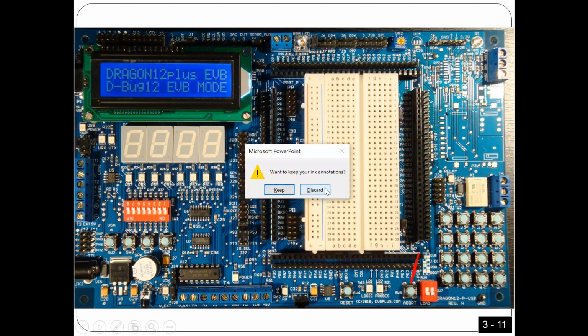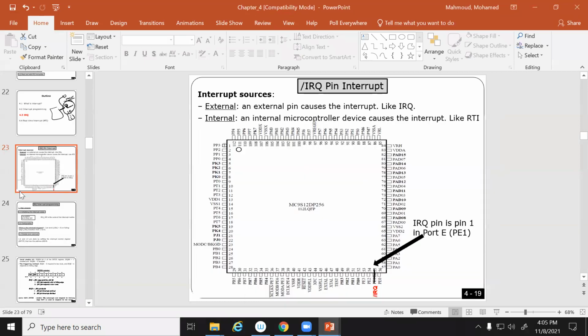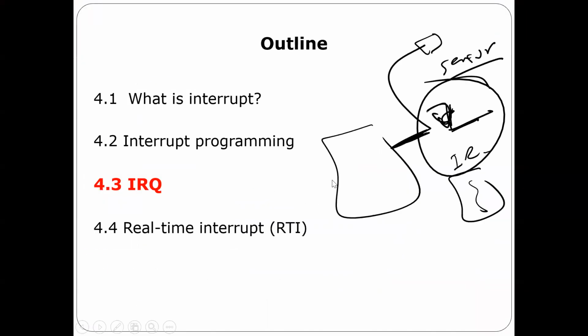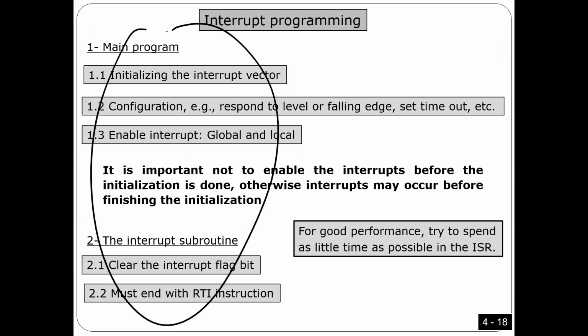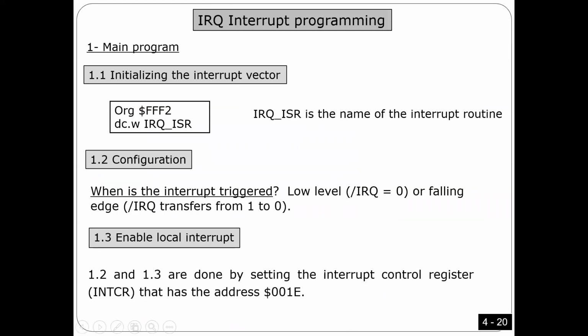So this is an external pin, yes, it's an external pin. Anyway, so now how can I program it? As I told you before, when you program any interrupt, any source of interrupt, we have to do these steps, okay? For all of them. So now I'm going to give you more details: how can you specifically do these tasks, or how can you do this programming for IRQ, as you will see right now?